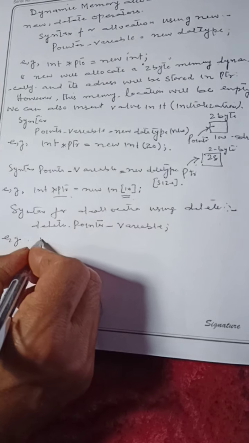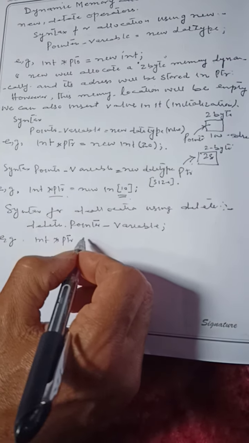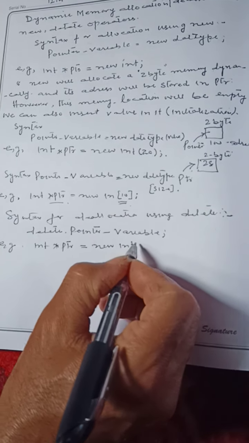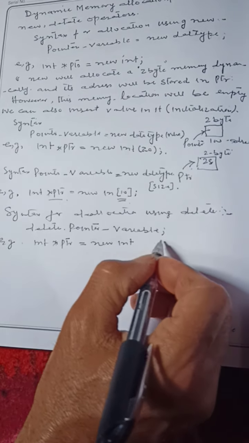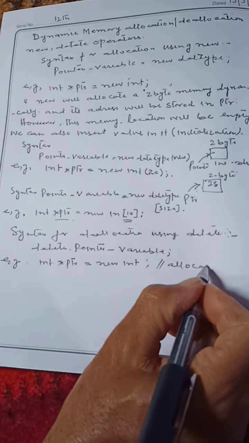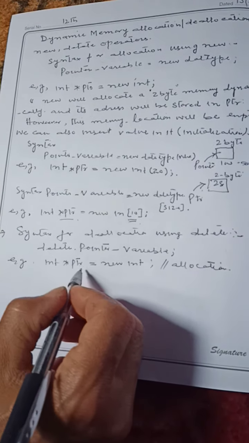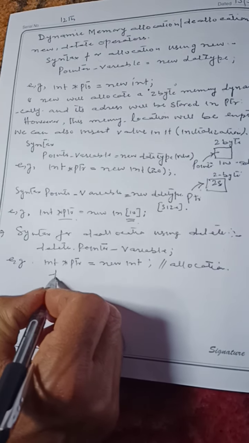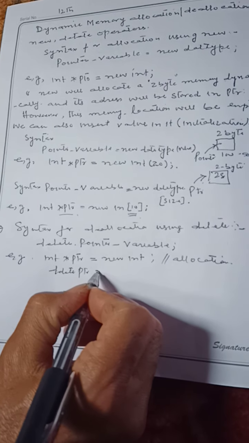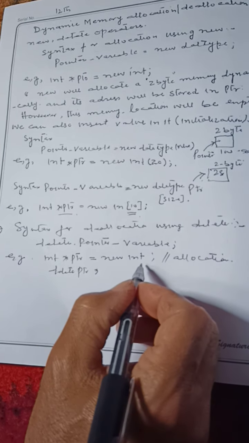Example is integer pointer is equal to new int. This is allocation. And here delete pointer, this is deallocation.